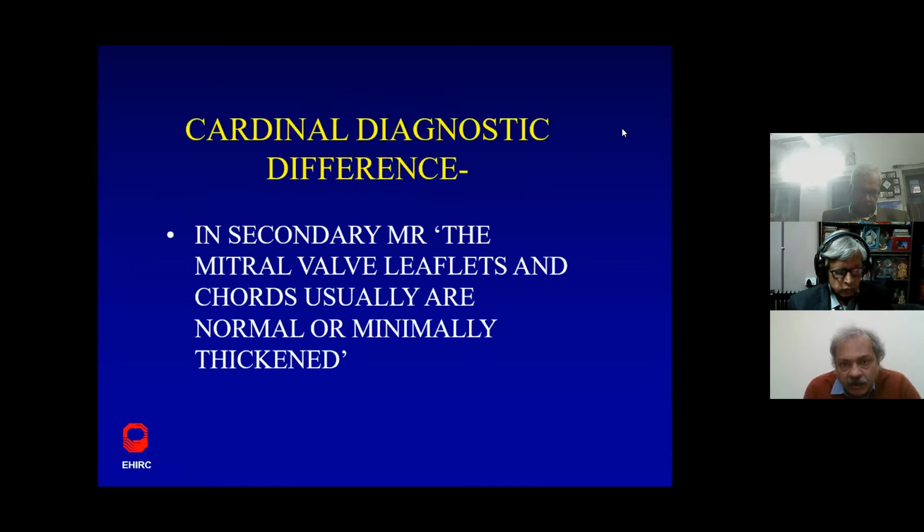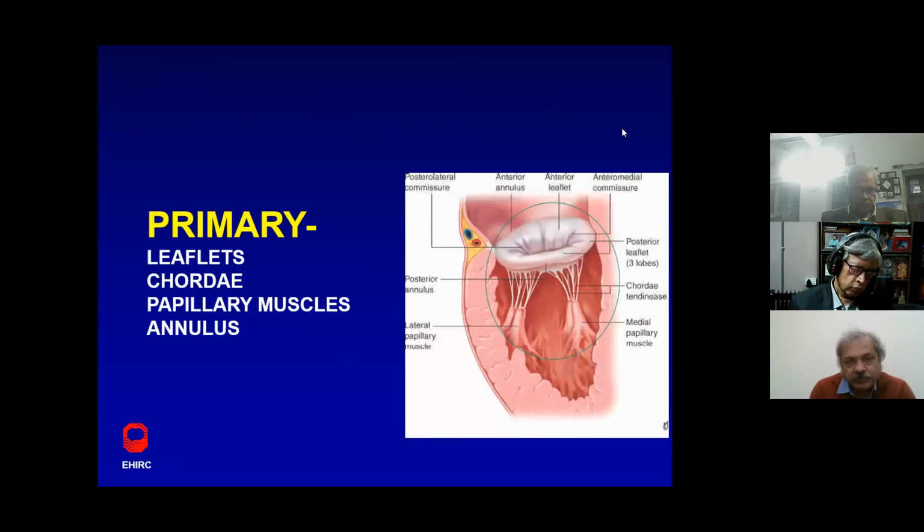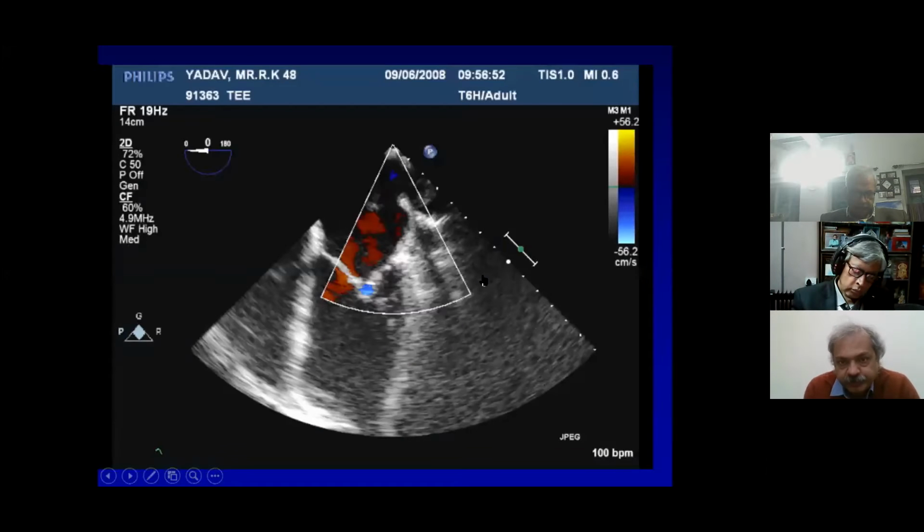The cardinal diagnostic difference between secondary and primary MR is that in primary MR, the mitral valve leaflets and cords are usually normal or minimally thickened. So if you have grossly thickened leaflets, then you are looking at primary MR, and this is a cardinal difference, so to say. Primary MR would arise from leaflet involvement, from chordae, from papillary muscle, and of course the annulus, which is borderline because the annulus can be involved in primary or secondary MR both.